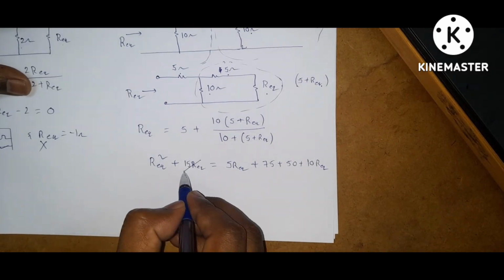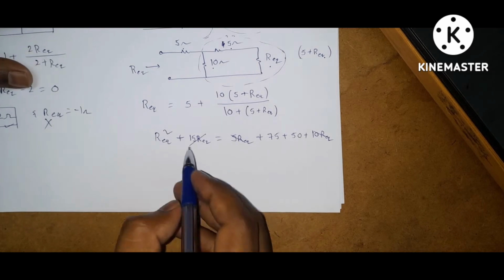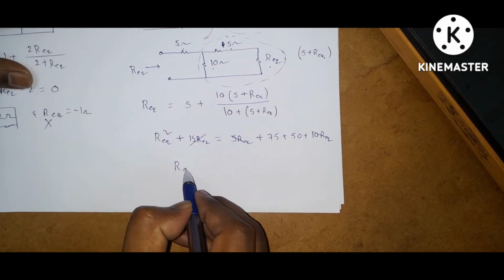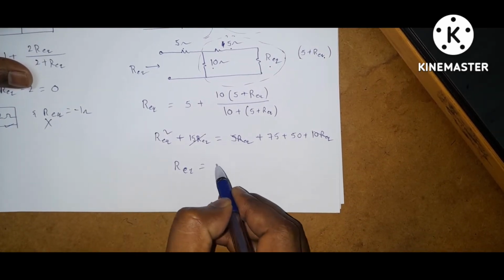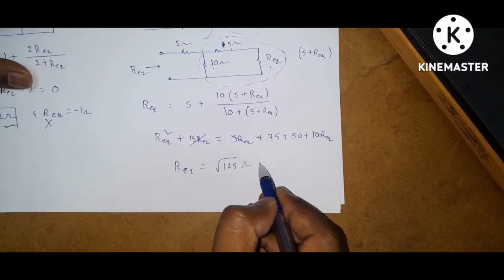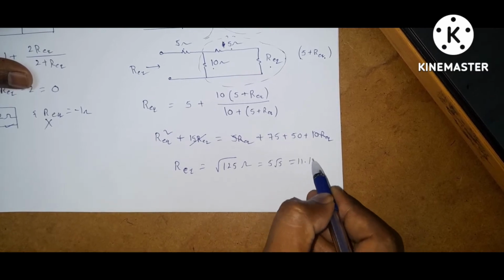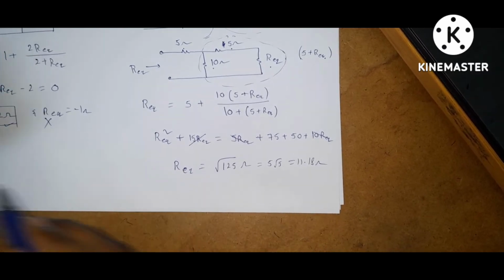The 15 R equivalent terms on both sides cancel. So you will get R equivalent equal to root over 125 ohms, that is 5 root 5, which is 11.18 ohms.